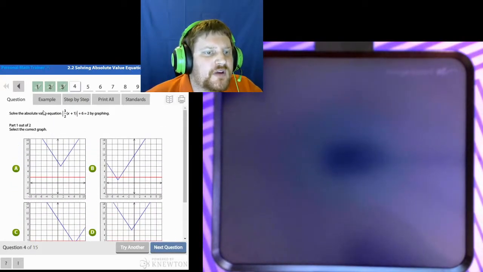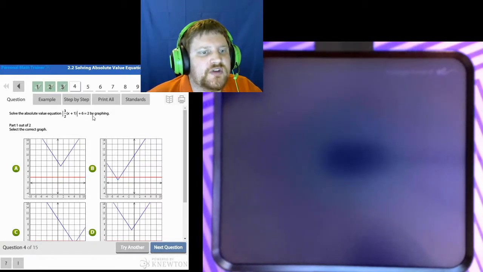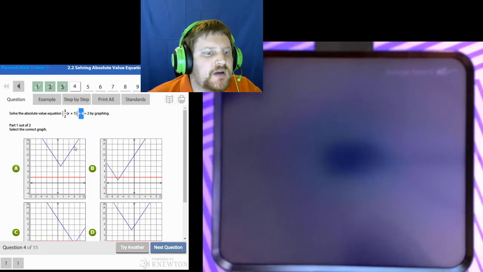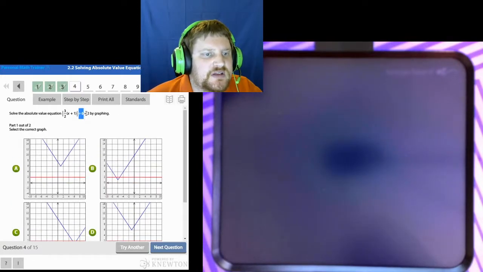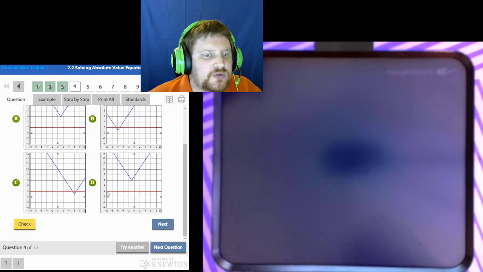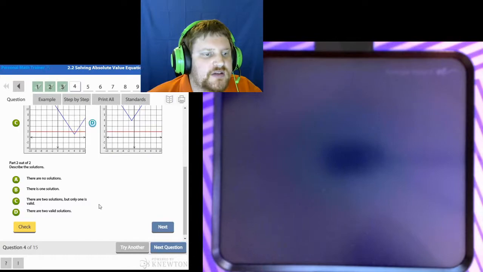Alright, solve the absolute value equation of this by graphing. Since they're asking us to do it by graphing, that's easy enough. We're going to have something that moves 1 space to the left, 6 spaces up. And we need the red bar to be at 2. Now we can see that the blue and the red do not cross, therefore there are no solutions.